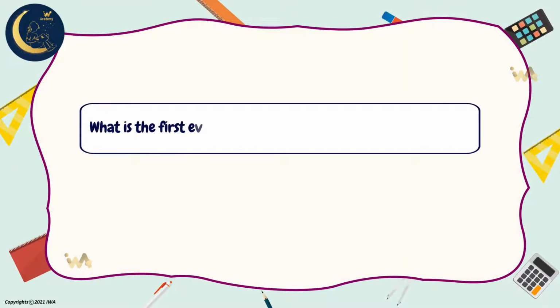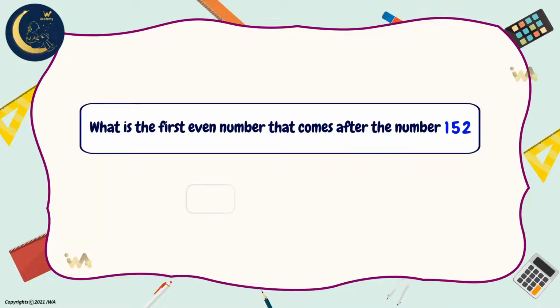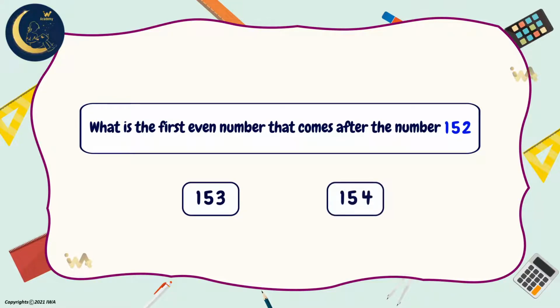What is the first even number that comes after the number 152? We want the even number that comes after 152. How do we know? Let us count together. 152, 153, then 154. Well, which one is an even number? Excellent, it's the number 154. That is because the number in the ones place is 4, which is an even number.